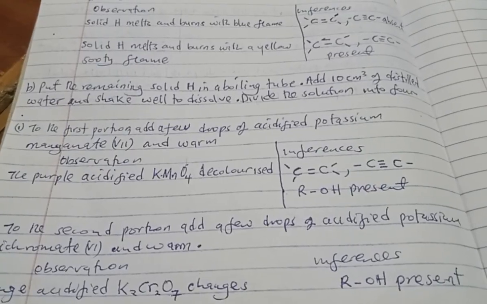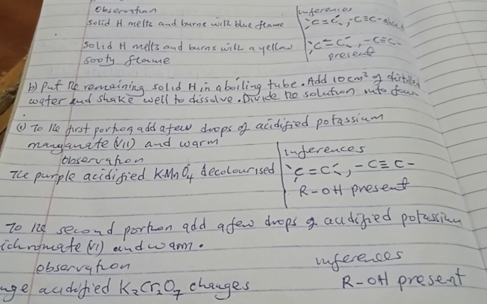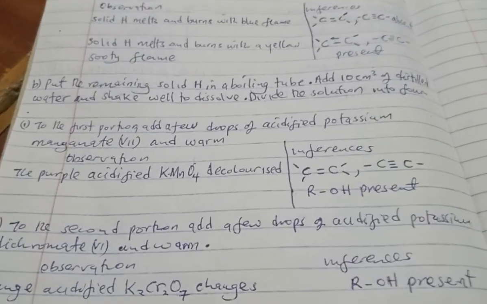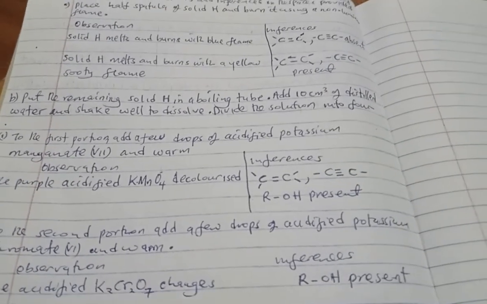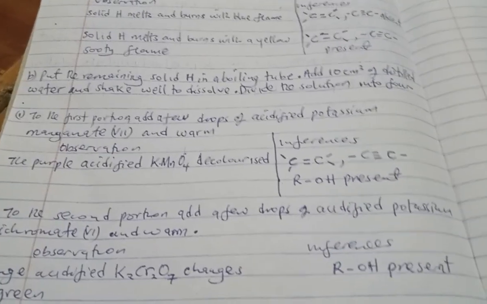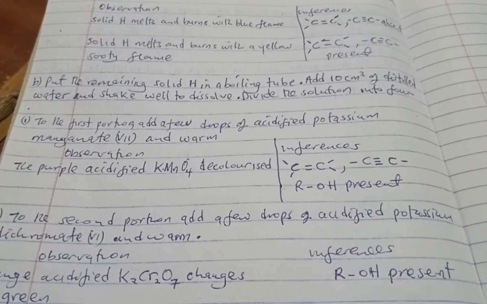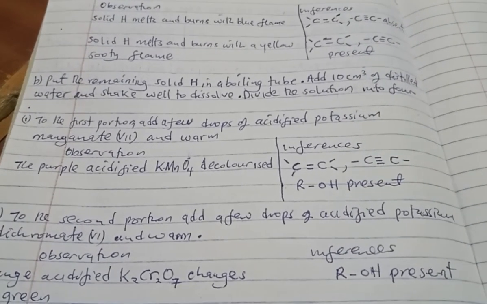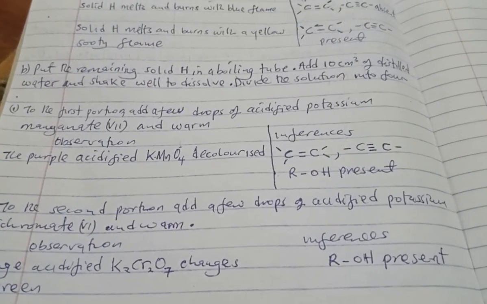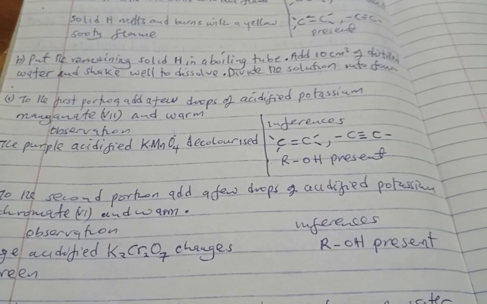Under inference, what do you write? You say polar compound present, because polar compounds normally dissolve in water, which is also polar. If it doesn't dissolve, then we say non-polar compound present. Then if that table is there, depending on the question.